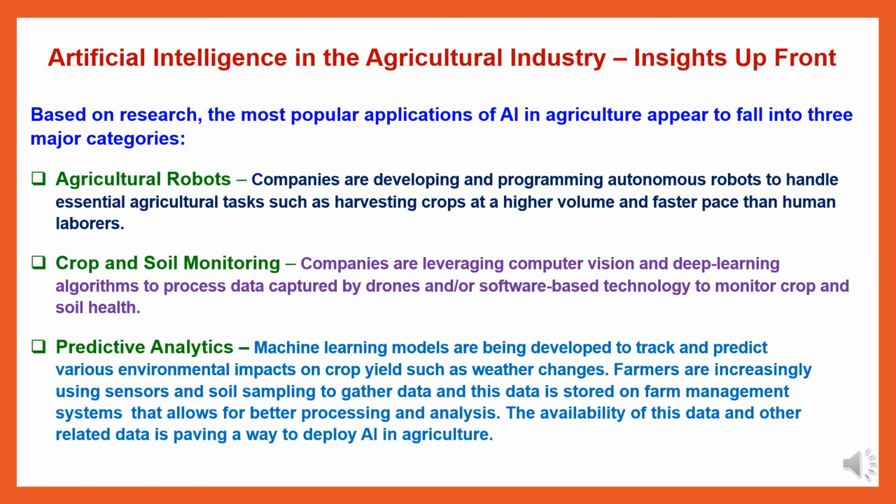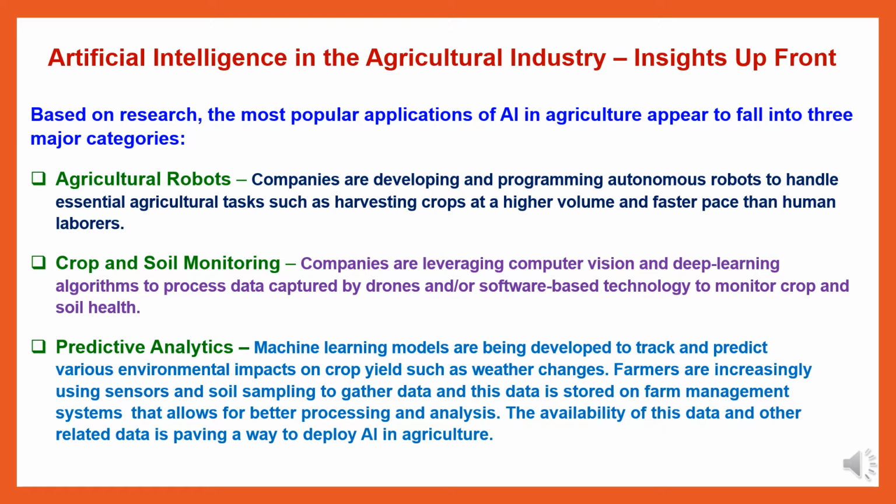Insights of artificial intelligence in the agriculture industry. Based on research, the most popular applications of artificial intelligence in agriculture appear to fall into three major categories. First one, agriculture robots. Companies are developing and programming autonomous robots to handle essential agricultural tasks such as harvesting crops at a higher volume and faster pace than human laborers. Second, crop and soil monitoring. Companies are leveraging computer vision and deep learning algorithms to process data captured by drones and or software-based technologies to monitor crop and soil health.